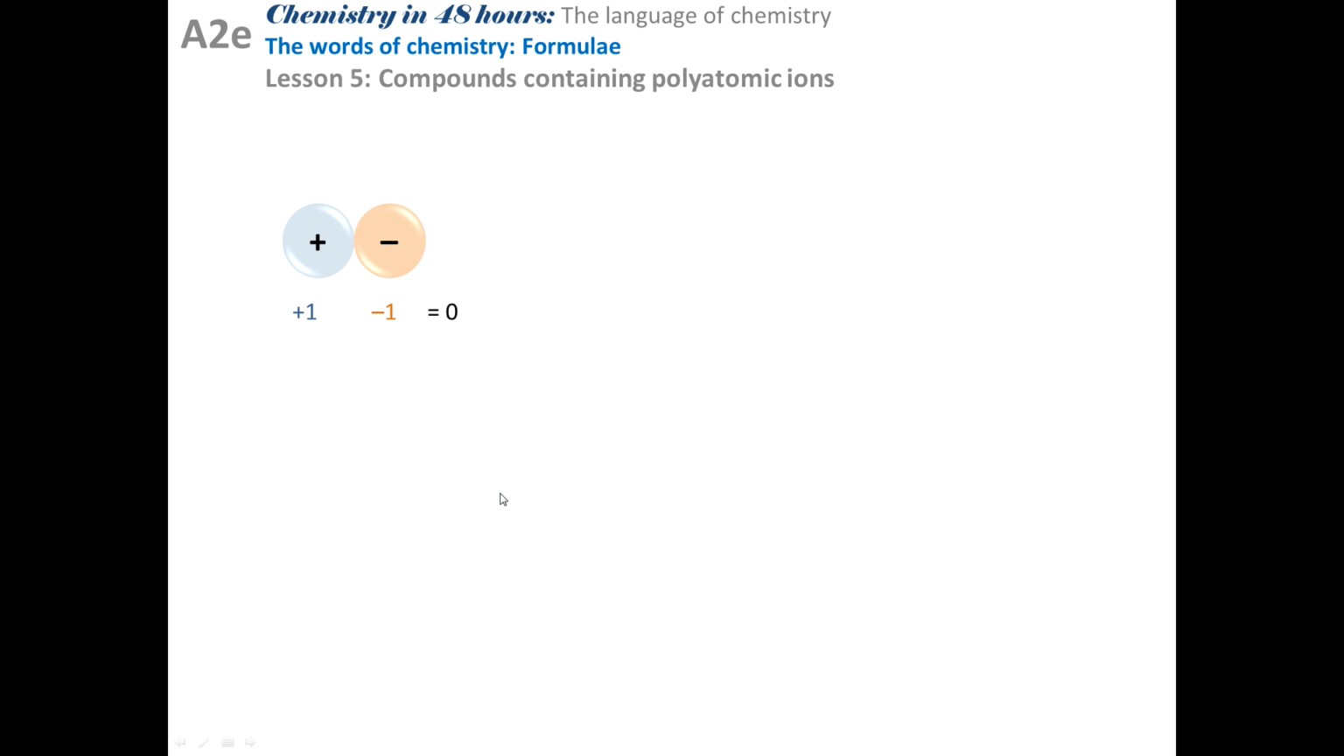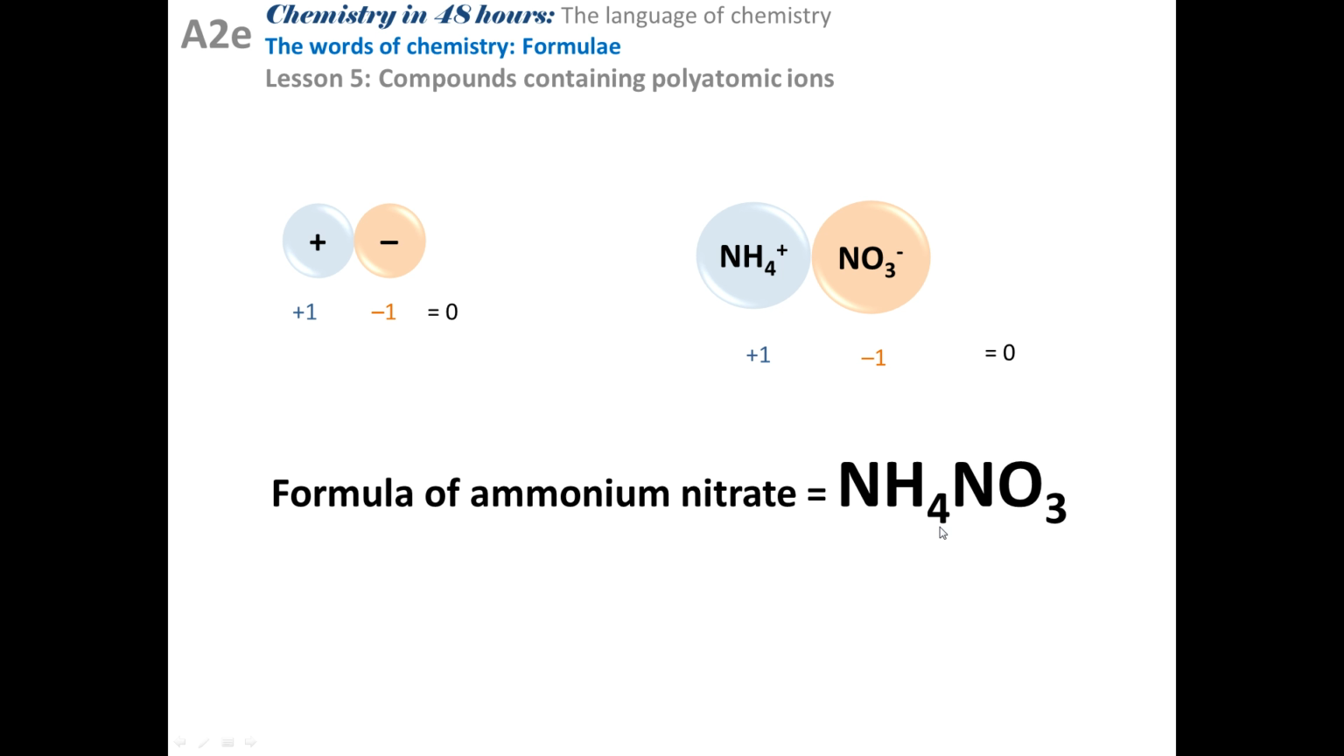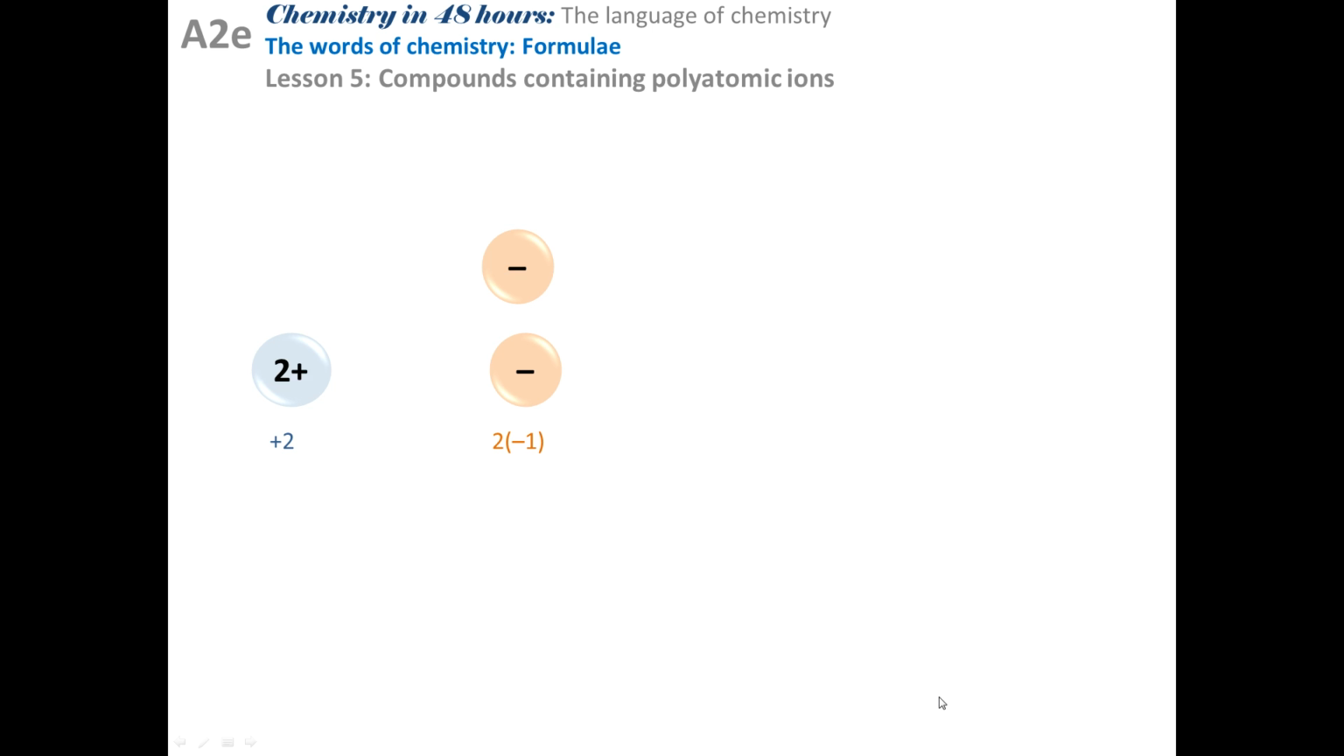So when we want to combine the ions, we want to have an overall neutral charge. So a positive will cancel out with a negative to give me an overall neutral charge. So ammonium nitrate has got 1 positive and 1 negative. So our formula is NH4NO3. Notice we leave out the charges. And the cation is always written before the anion.